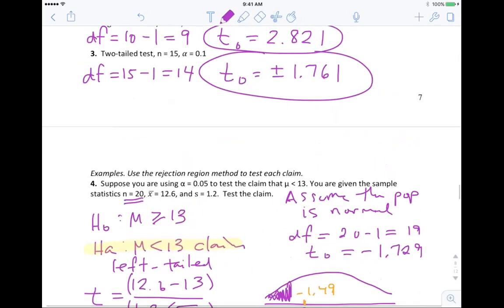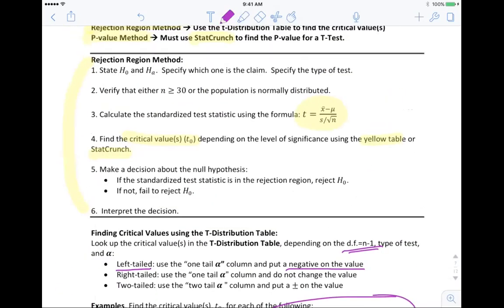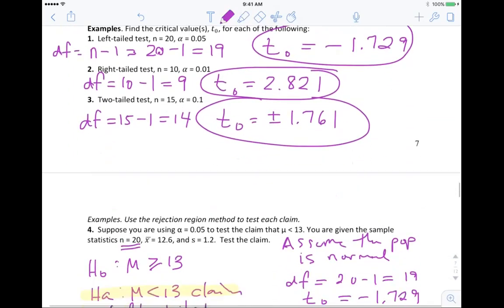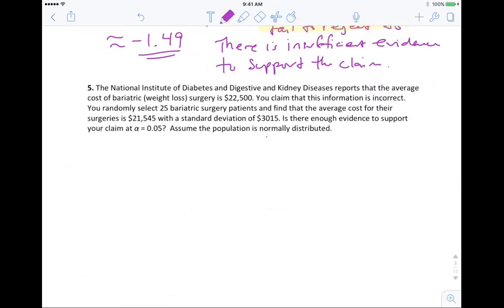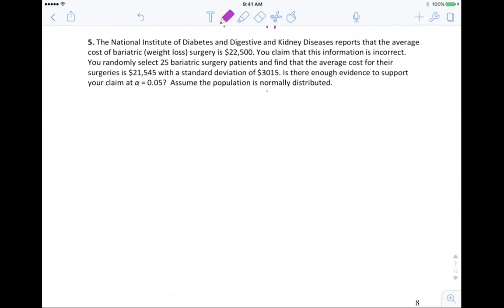Now we've completed our 6 steps. I think we just ran through those 6. The real difference again is steps 3 and 4 look a little different. Otherwise, it's the same as 7.2 for the rejection region method. Okay, so we can try another one. Let's get an H0 and an HA.